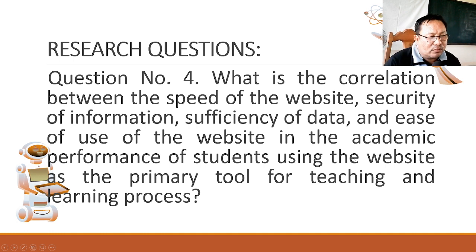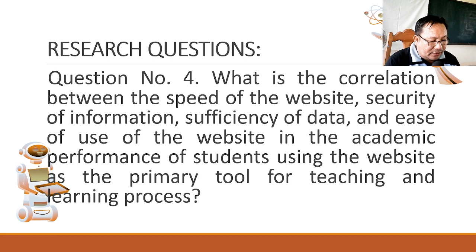For question number 4, what is the correlation between the speed of the website, security of information, sufficiency of data, and ease of use of the website in the academic performance of the students using the website as the primary tool for teaching and learning process.